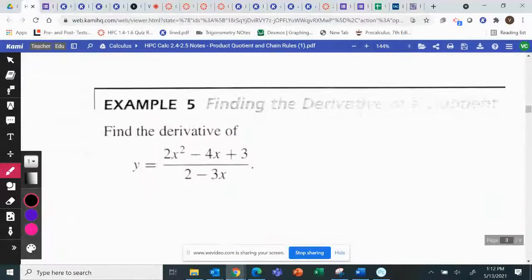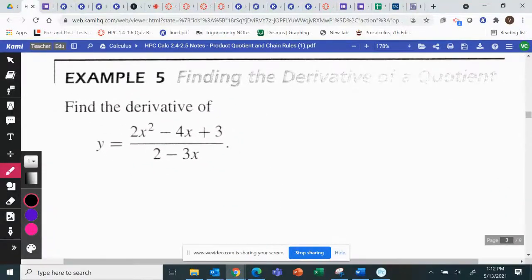Okay, example 5. Find the derivative. I can't remember if there's anything special about this one. I don't think there is. Nah, it's just a harder one.